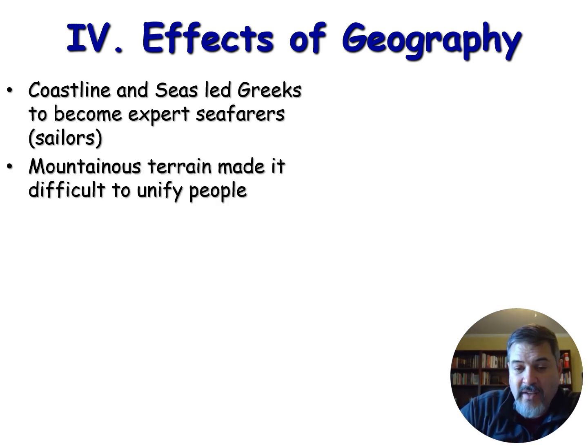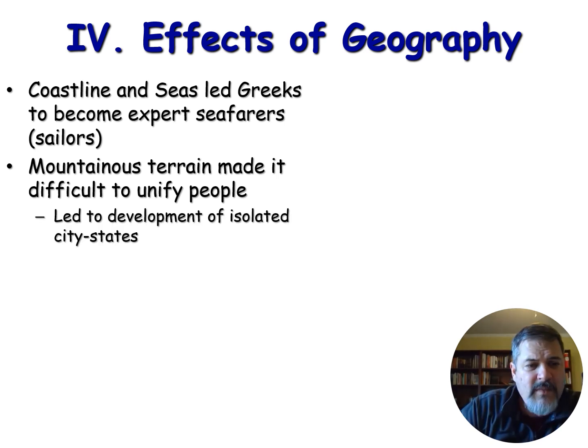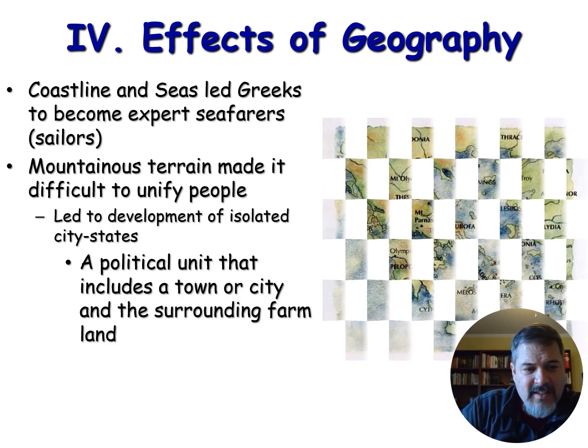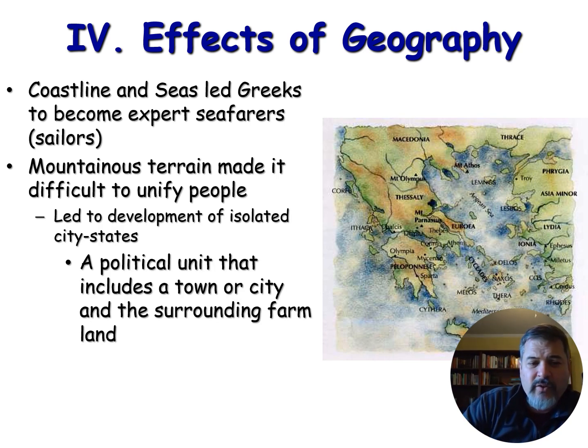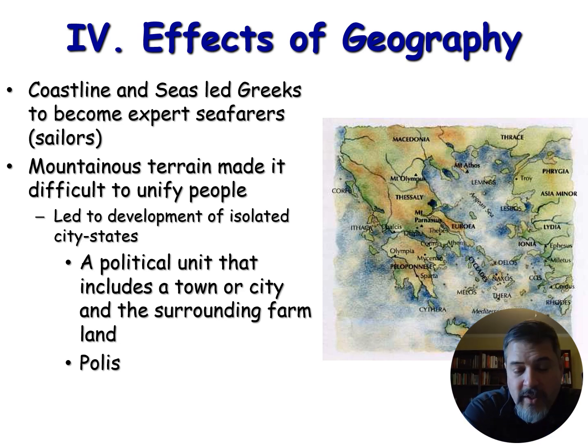Mountainous terrain made it difficult to unify the people. They had these different city-states that grew up and were individually powerful, but they didn't always get along. It led to the development of isolated city-states. A political unit that includes a town or city and the surrounding farmland. We've talked about that before. But the Greek word for a city-state is a polis. And so that's Greek for city-state or large city.